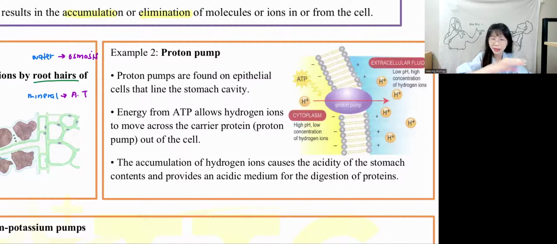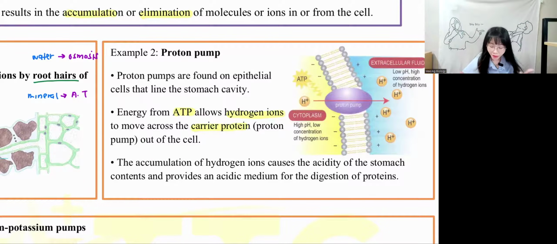Okay, in the exam, you cannot write stomach acid. We're going to write hydrochloric acid, presence of HCl. Where does the hydrochloric acid come from? Hydrochloric means hydrogen plus chloride ion, H plus Cl. So where does the H come from? From this proton pump. In active transport, energy is needed. It allows hydrogen ions to move across the carrier protein. We call this process a proton pump.